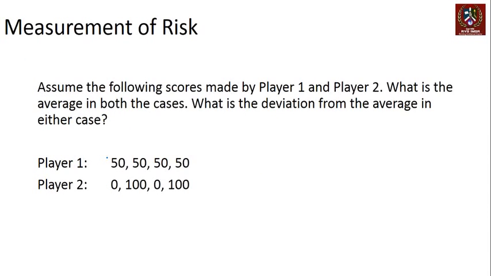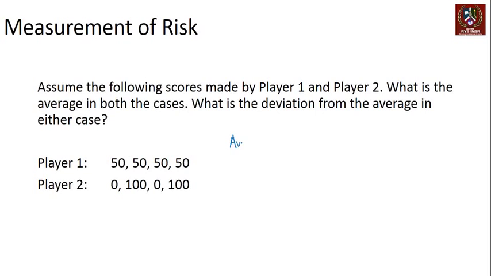Now, let's try and measure this risk somehow. Assume that the following scores were made by player 1 and player 2 in cricket, right? Player 1 scores 50, 50, 50, 50 across 4 innings. Player 2 scores 0, 100, 0, 100 across 4 innings.